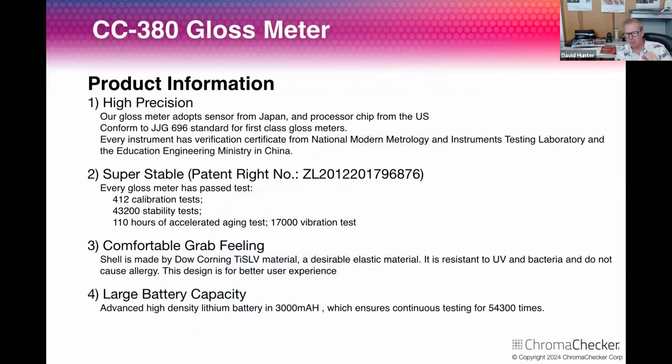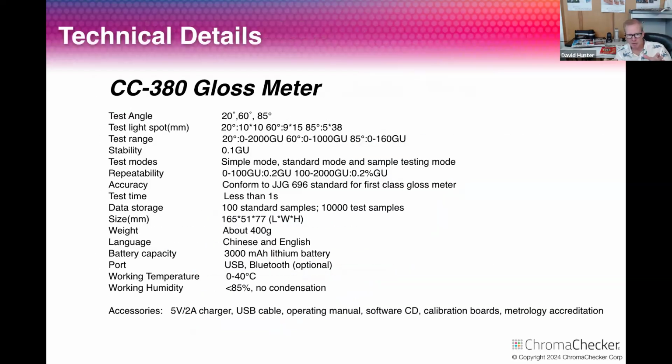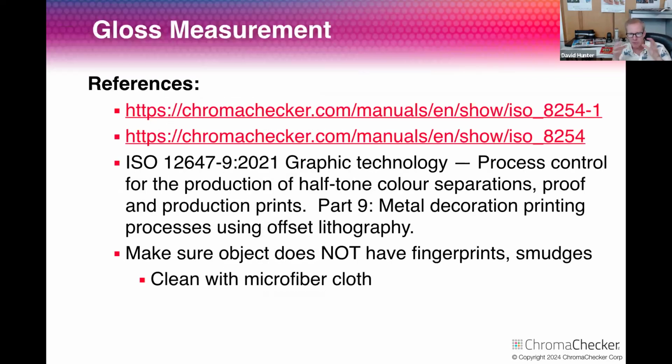Here's some specific product information that, again, you can freeze this slide if you want to look at more details. Here are some of the technical details on this instrument. We have a web page on our site that goes through this in more detail, or quickly take a screenshot before I go to the references related to gloss meters. And here are some different references to our manual related to measuring gloss in different scenarios. The ISO 12647-9 2021 is for metal decoration that I referred to.